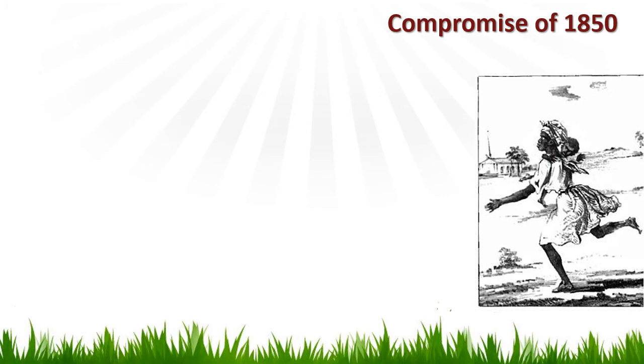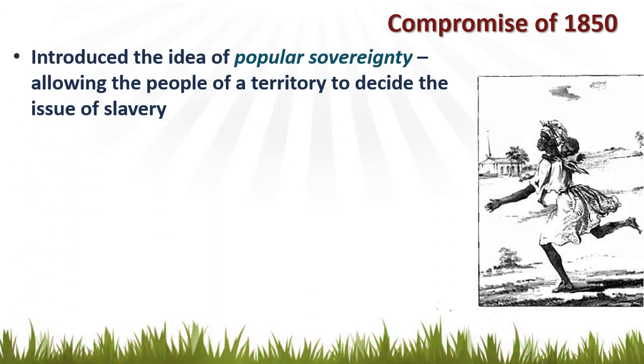That gives us the Compromise of 1850, a decision on how Americans would resolve their difficulties over slavery in the West. The first thing that we need to talk about in this compromise is the introduction of the idea of popular sovereignty.